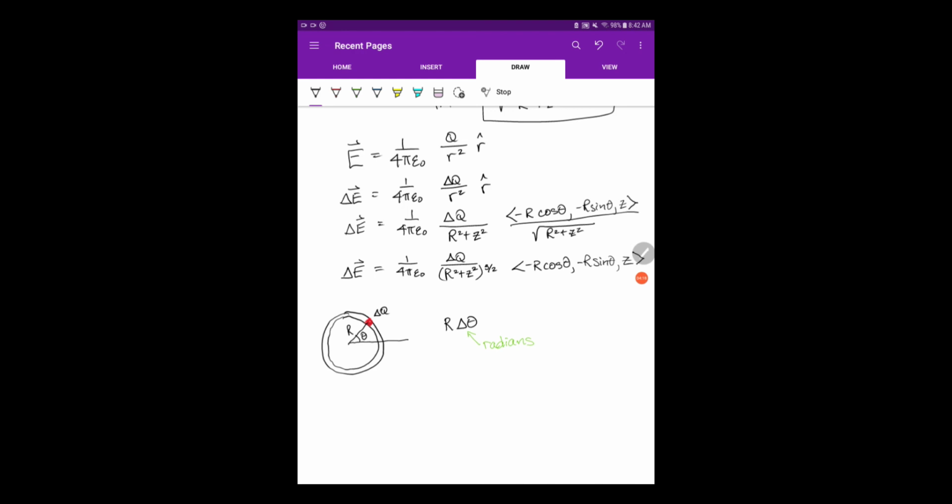And we know also that when delta theta is 2 pi, we get the circumference of the circle. So we know the length of that distance around the circle is 2 pi r. That's just delta theta times the radius. And so we can write down our charge density for this circle.